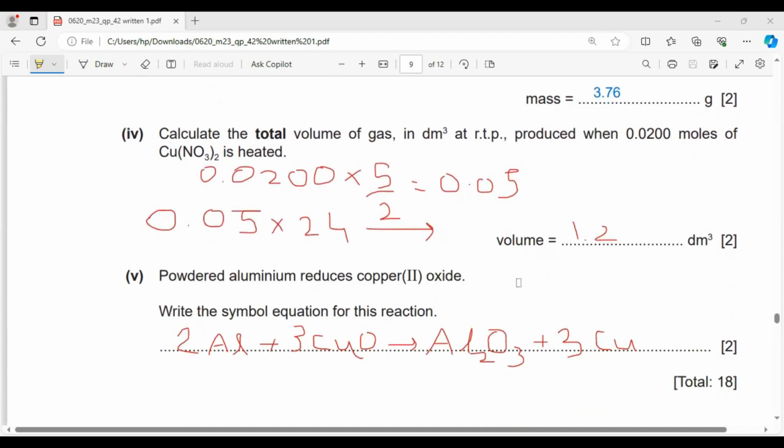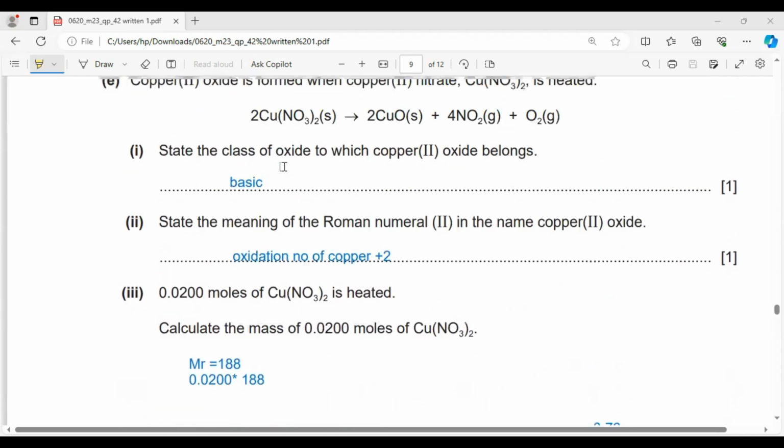We have to calculate the total volume of gas in dm cube at RTP, that is room temperature and pressure, produced when 0.0200 moles of copper nitrate is heated. In this case, they have written the word total in bold, right? So for the total gas, we have to first look at the equation here.